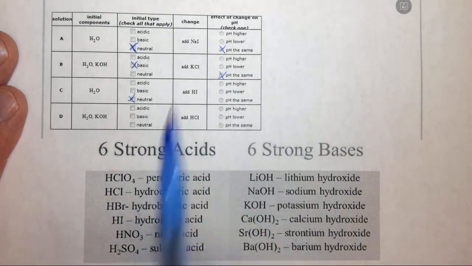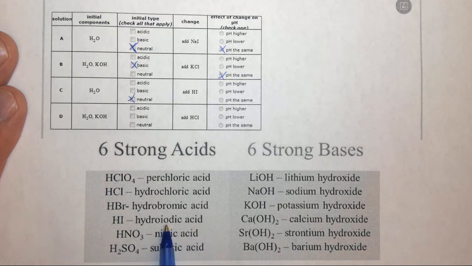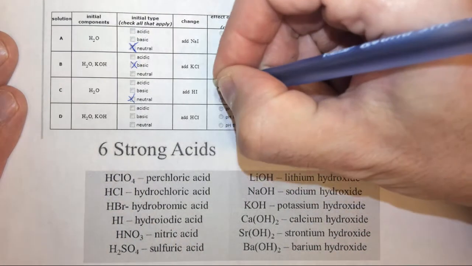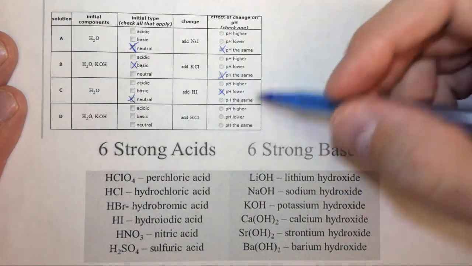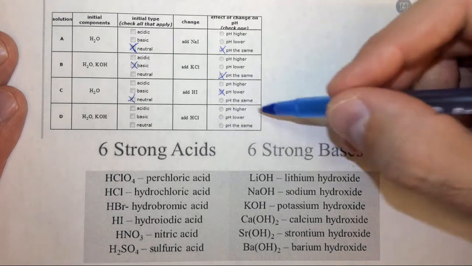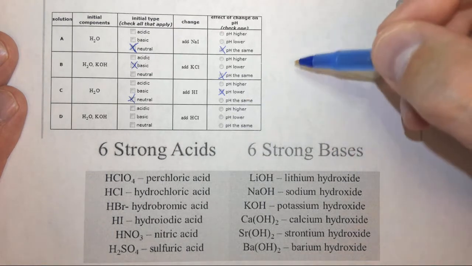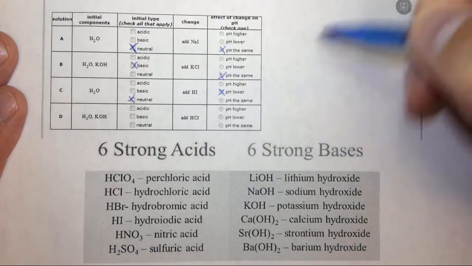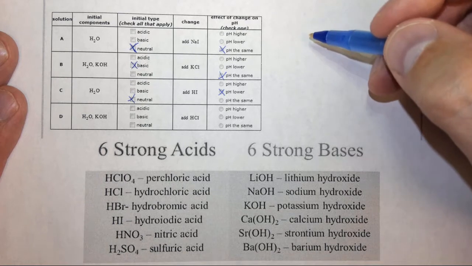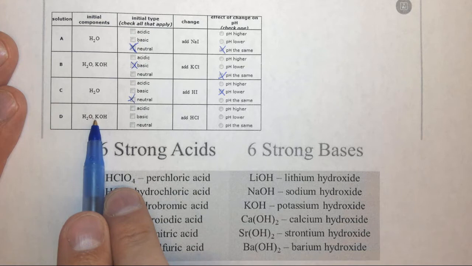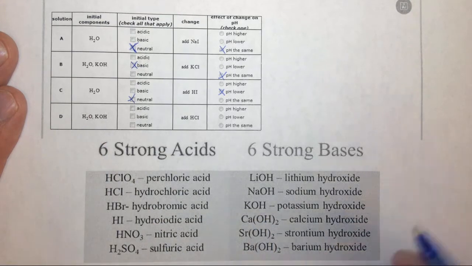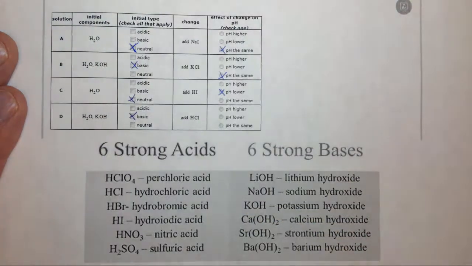Add HI. HI, hydroiodic acid, is a strong acid. Strong acids make the pH lower. Remember, pH from 1 up to but not including 7 is acidic, and from above 7 to 14 is basic, and then exactly 7 is neutral. Water and KOH. Well, again, KOH, a 1A metal hydroxide, is a base, so this solution is going to be basic.